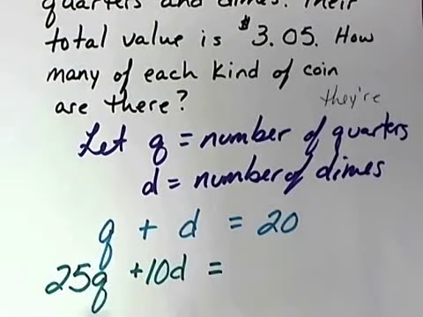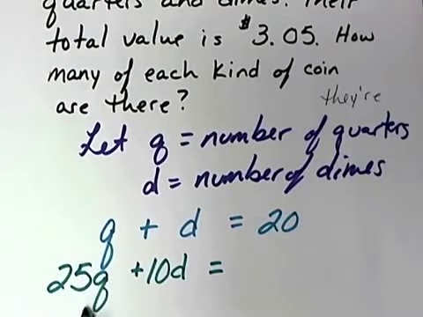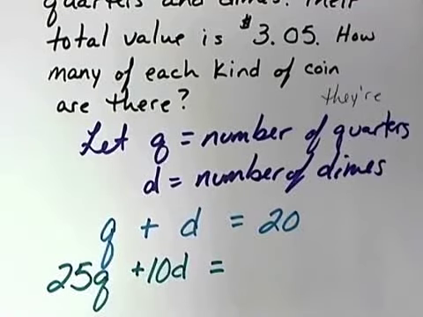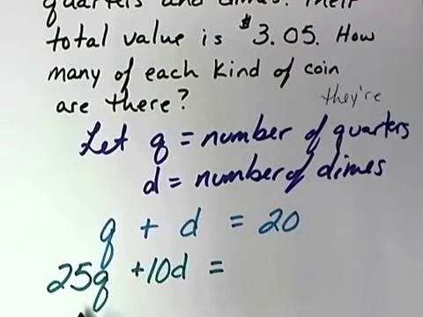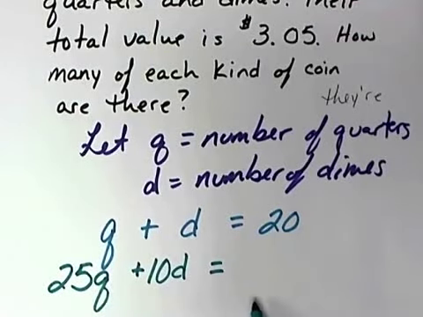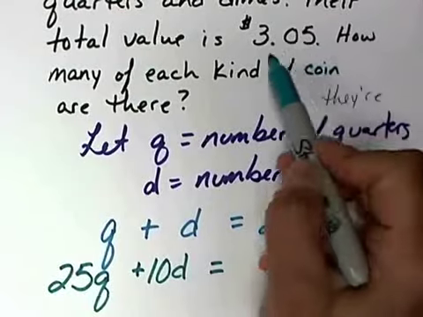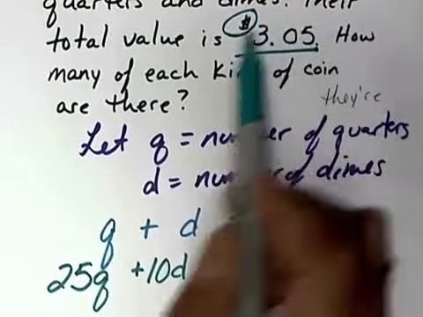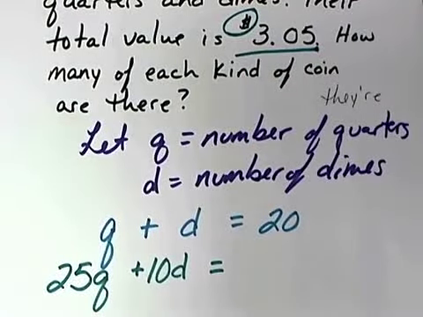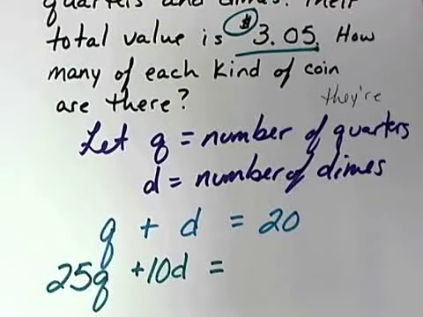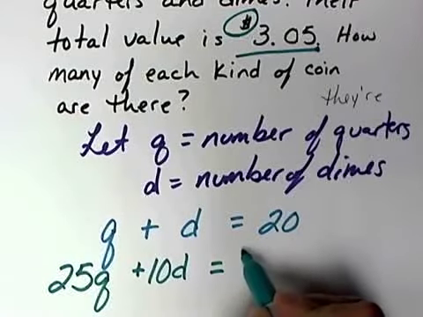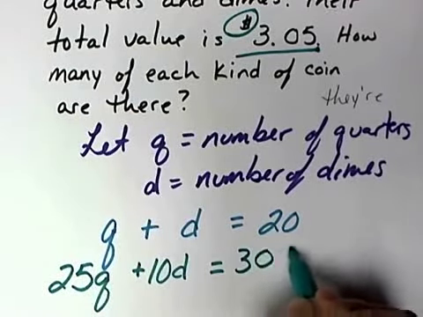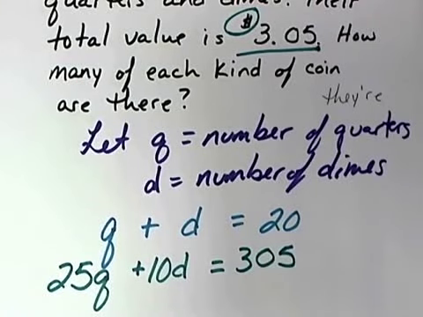And that's going to equal the total value. Taking the 25 times Q gives me a number of cents, a value of those coins. Added to this is going to give me a value, but they gave us dollars. I just used everything in cents, so I have to convert the $3.05 into pennies, which just moves your decimal point over 2 spots to the right, so it's the same as 305 cents. And now I have my 2 equations.